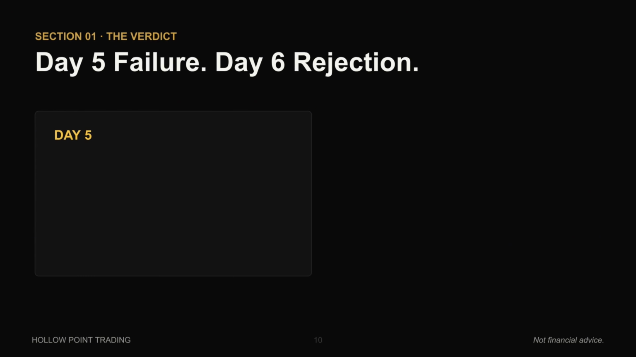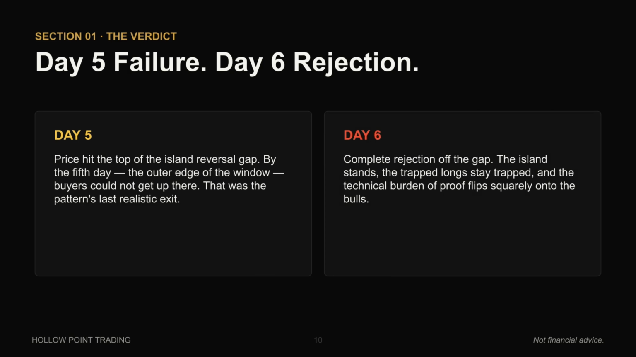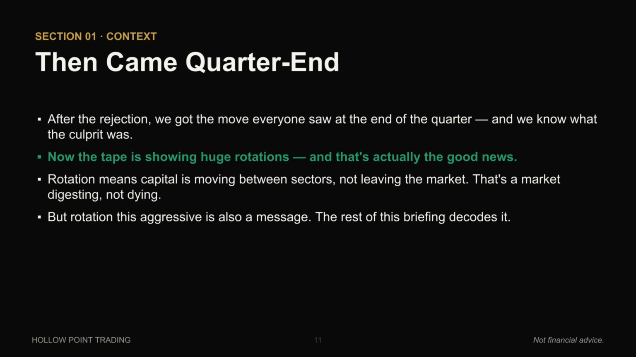By day 5, buyers failed to reclaim the gap. Day 6 saw a complete rejection, reinforcing the bearish outlook. It has been a textbook technical setup. Following the rejection, we saw end-of-quarter moves. The current market is showing significant rotations, which suggests capital is being reallocated rather than exiting entirely.